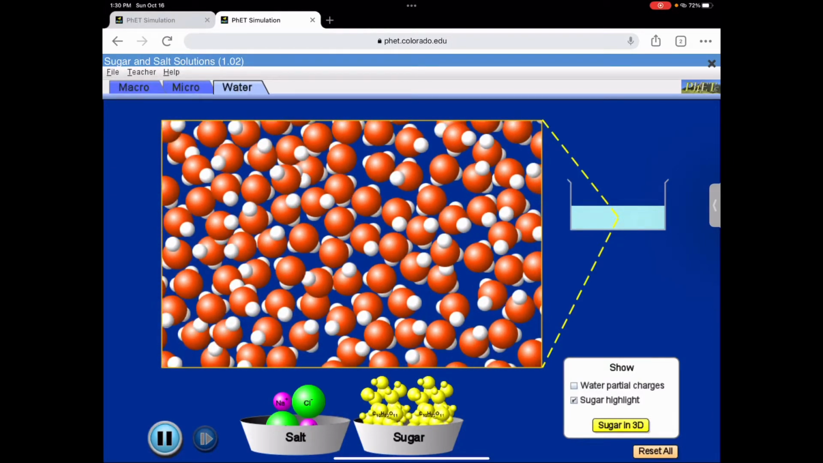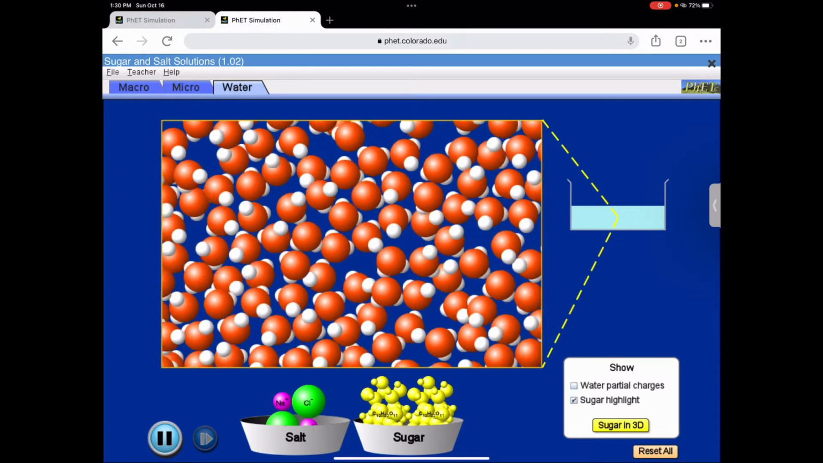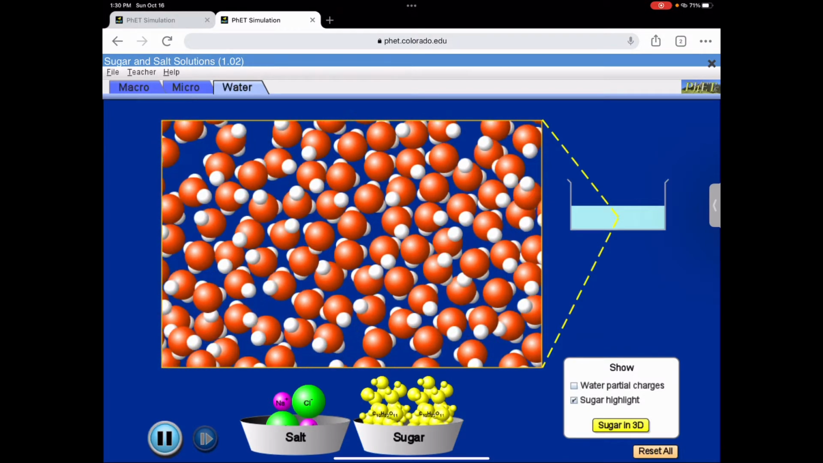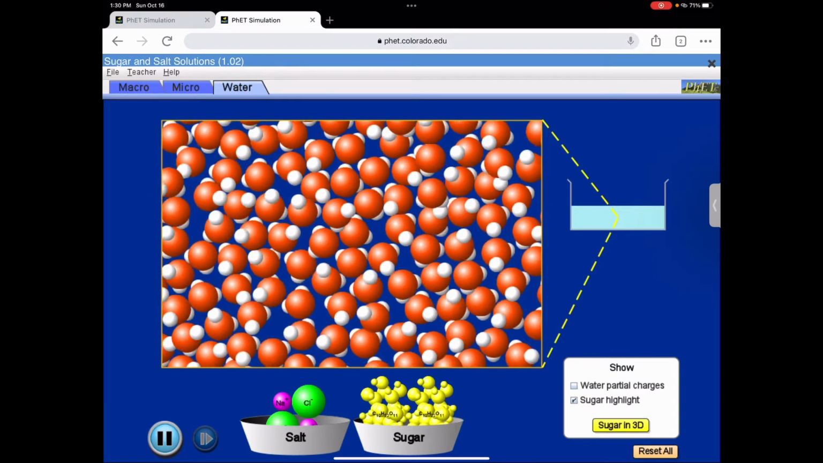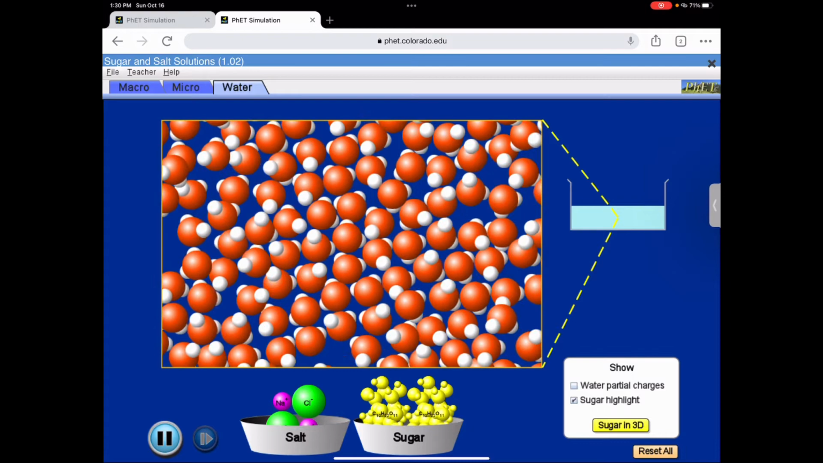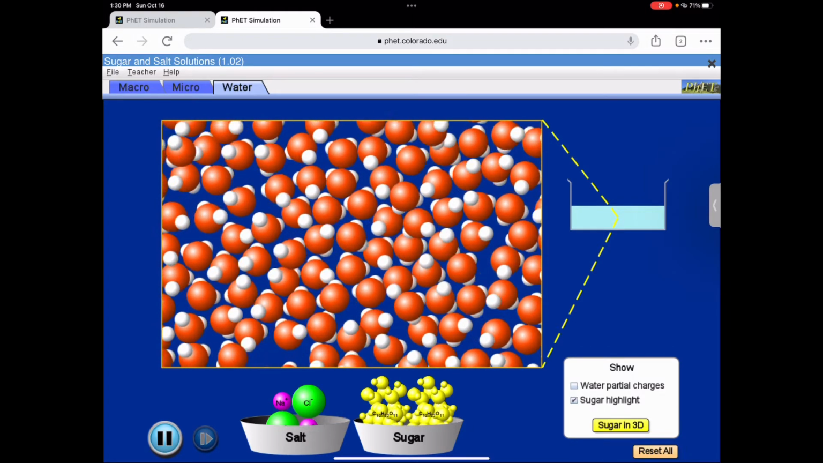So we're going to look at what happens when we make a solution. What you're seeing on the screen right now is water. You can see that the big red part is supposed to represent the oxygen and the space that its electrons take up. And then the two little white sections on either side are supposed to represent the hydrogens.